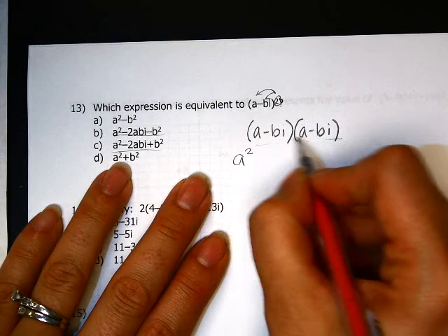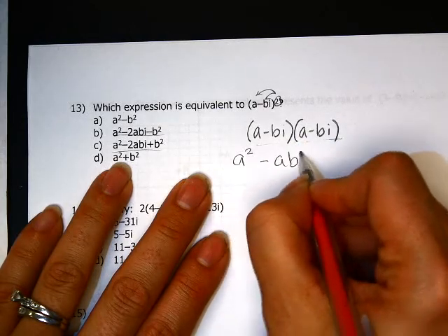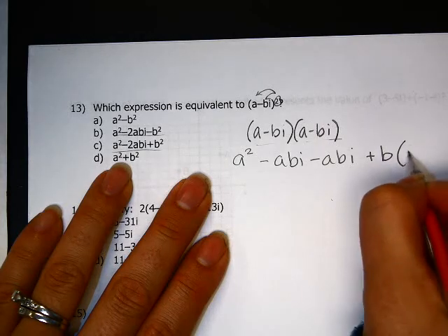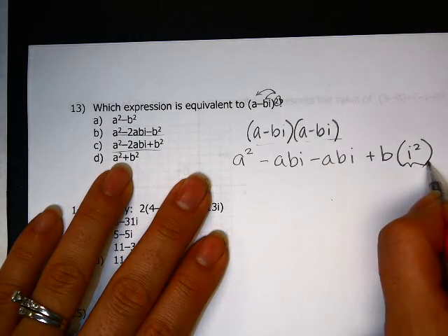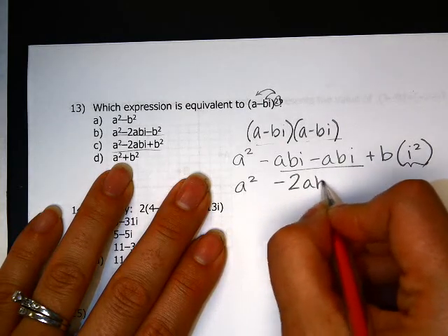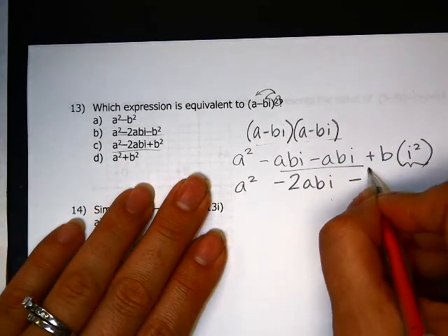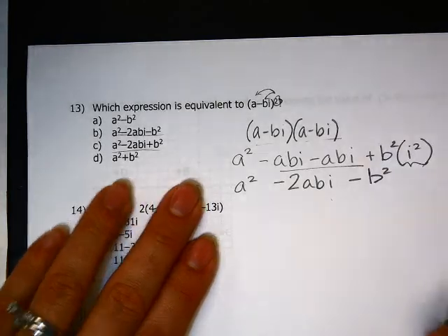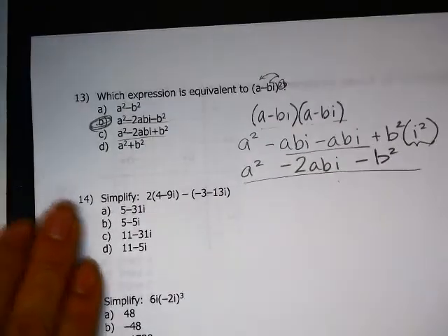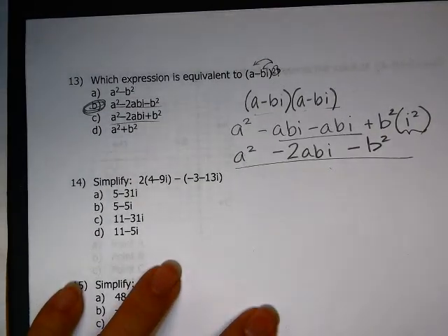So I multiply, I get a squared minus abi minus abi plus bi squared. Now remember, i squared is equal to negative 1. These are both the same, so I have two of them. And so this is my answer, which is hanging out right about there.